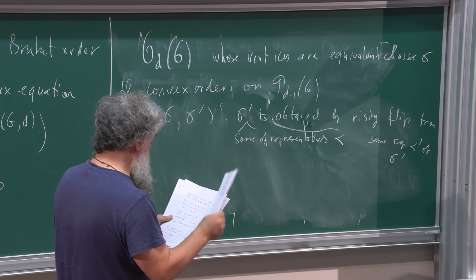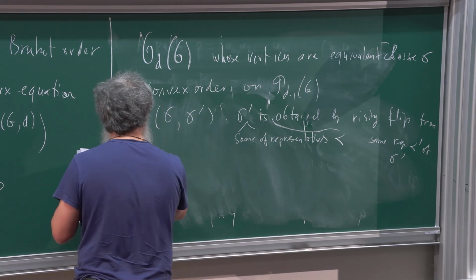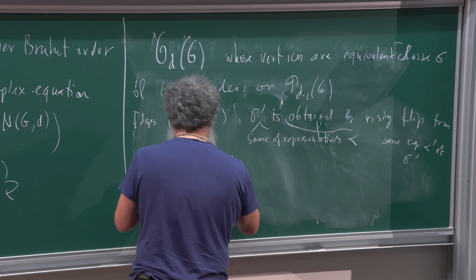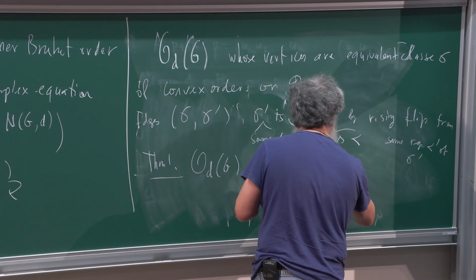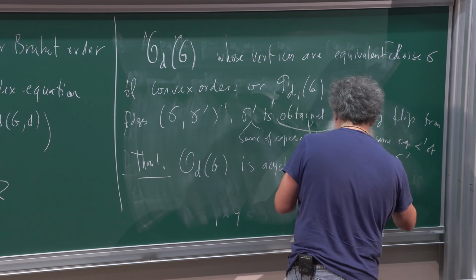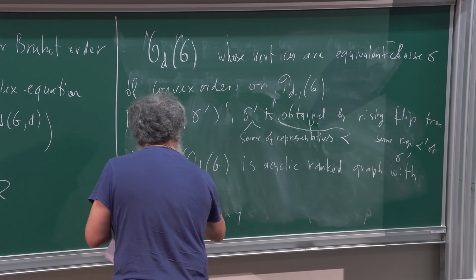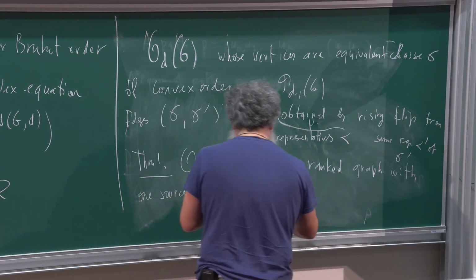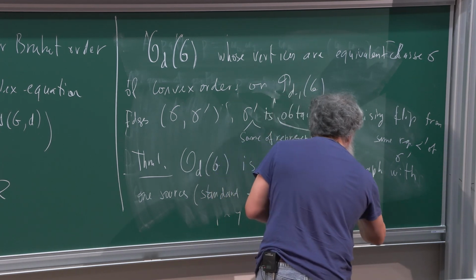And now, theorem 1. This graph is an acyclic ranked graph with one source, the standard convex order, and one sink, the anti-standard one.